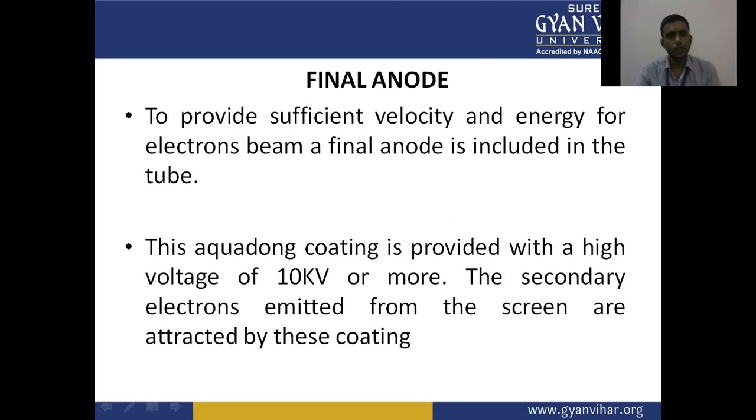Final anode, to provide sufficient velocity and energy for the electron beam. A final anode is included in the tube. This aquadag coating is provided with a high voltage of 10 kilovolts or more. The secondary electrons emitted from the screen are attracted by this coating.